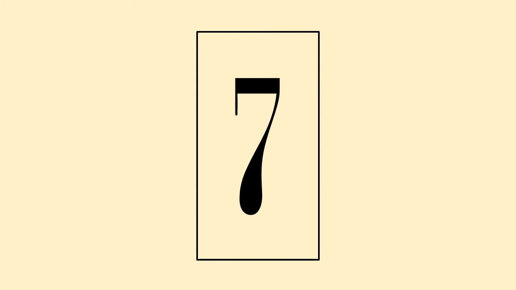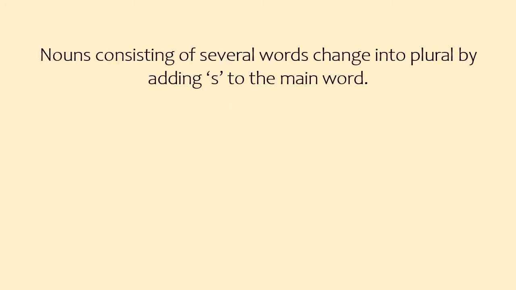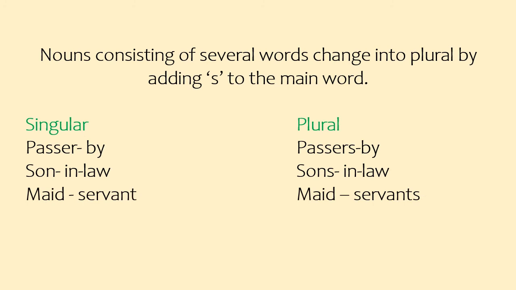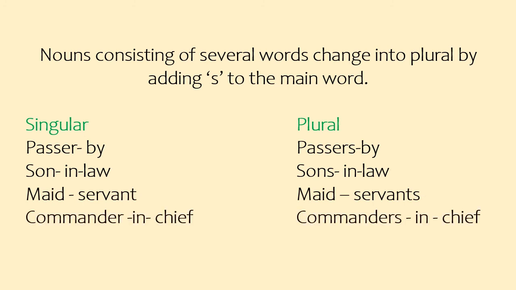Number 7. Nouns consisting of several words change into plural by adding s to the main word. What is the first example? Passer-by. And the plural will be written by adding s with passer. So what will be the answer? Passers-by. Son-in-law, sons-in-law. Maid-servant, maid-servants. Commander-in-chief, commanders-in-chief.